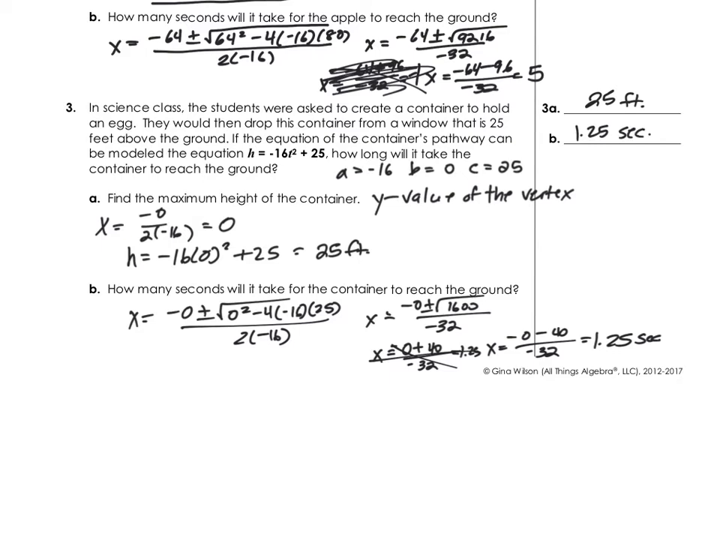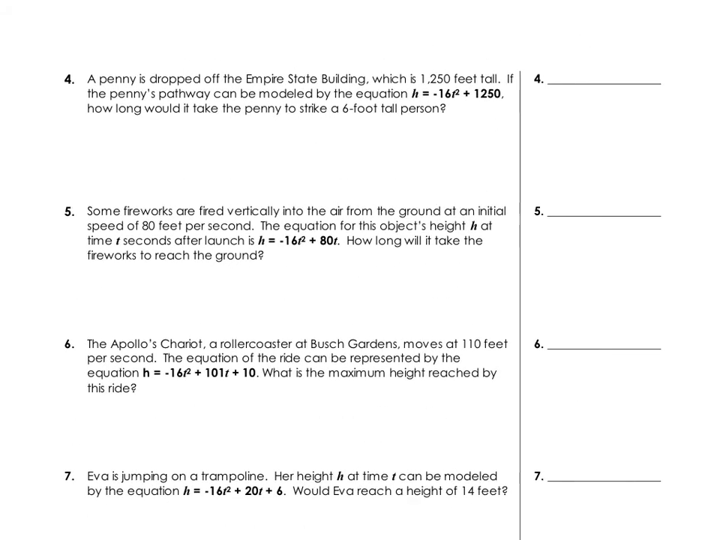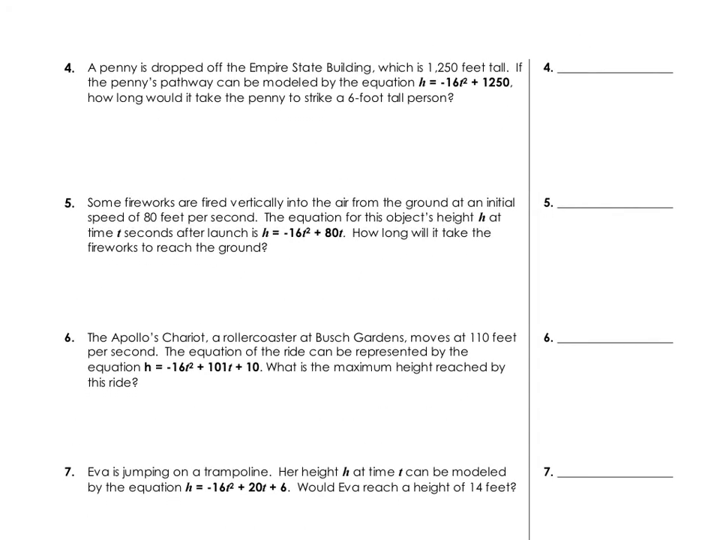All right. Number 4. A penny is dropped off the Empire State Building, which is 1,250 feet tall. And there's that old question. It's an old question if you dropped a penny off the top of the Empire State Building, would it kill someone if it hit them?